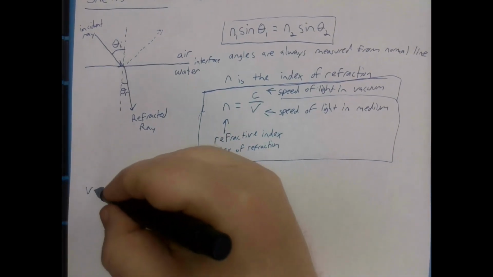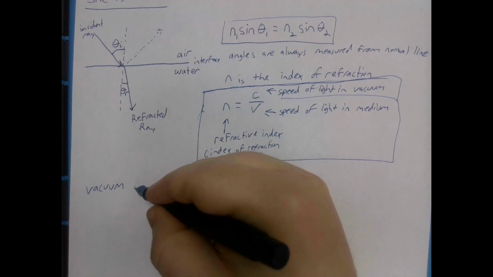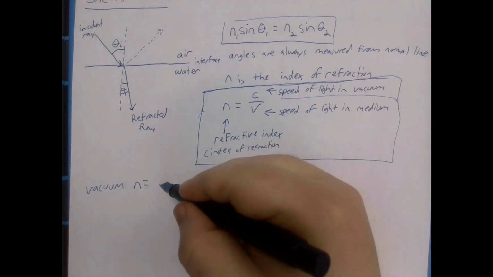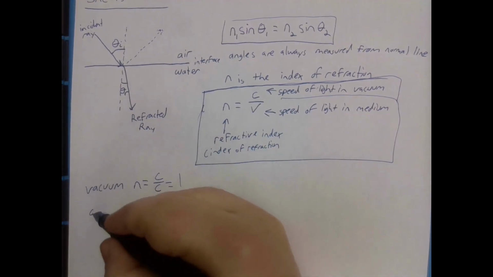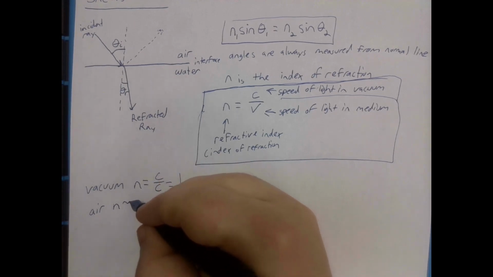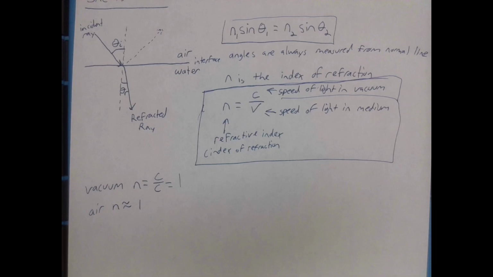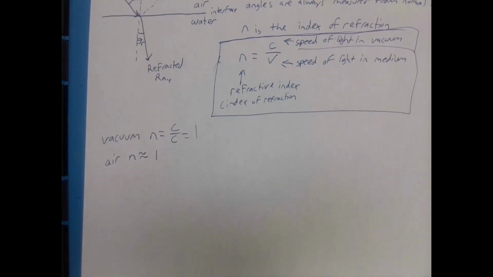So, for a vacuum, N would be the speed of light divided by the speed of light in the medium. There's no medium, it's just the speed of light, so it is 1. For air, N is ever so slightly different from 1. You can basically treat the speed of light in a vacuum and in air as being the same. It doesn't slow down much in air. It's about 1.000293, which means you need at least 5 significant digits to see it.